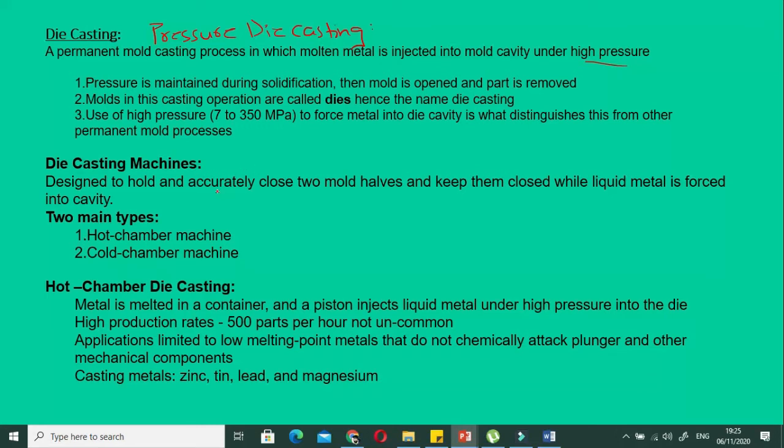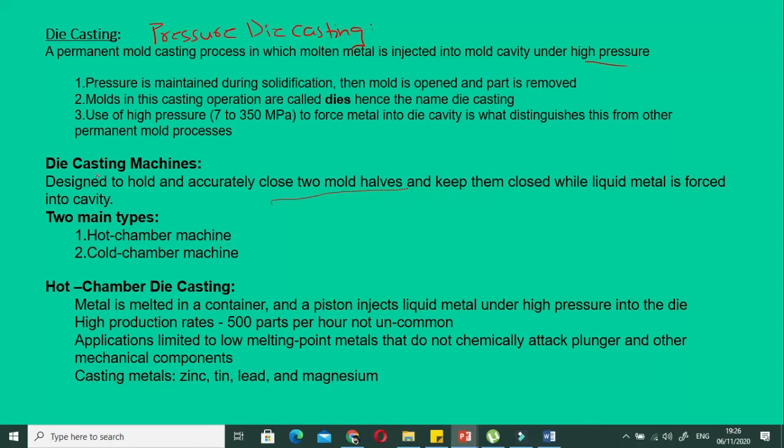The purpose of the die casting machines is to hold the two halves of the mold together and keep them closed under the liquid metal's force. Until now we have been studying a flask which has some riser, sprue and the mold cavity and some cores and all that. But in the case of die casting, we call it a die casting machine. And the main purpose of that machine is to hold the two halves of the mold together until the casting is completed, and keep them closed while the liquid metal is forced into the cavity.